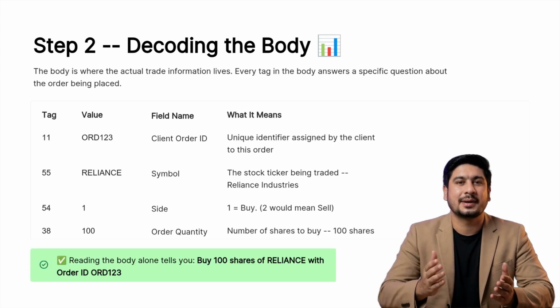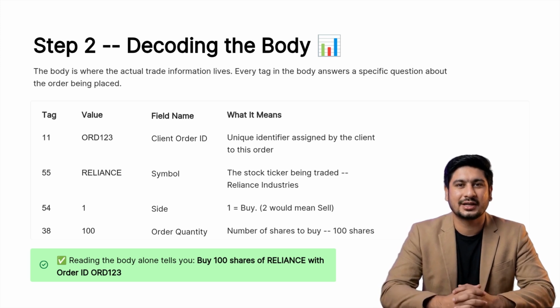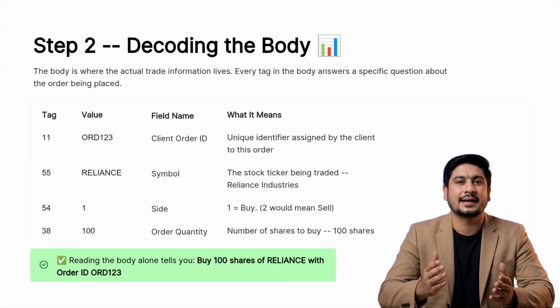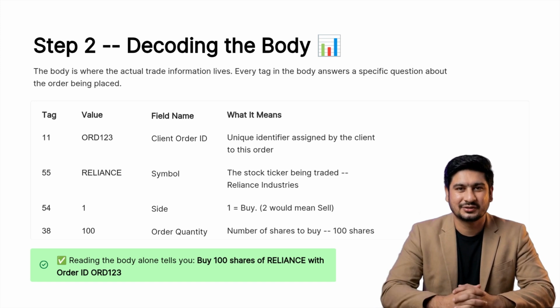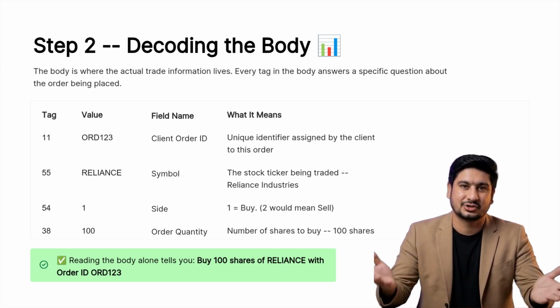The body of a FIX message contains crucial trade details. Tag 11, ORD123, is the client order ID, uniquely identifying the order. Tag 55, Reliance, indicates the stock ticker. Tag 54, with a value of 1, signifies a buy order. Finally, tag 38 specifies the order quantity as 100 shares. This information confirms a buy order for 100 shares of Reliance Industries.